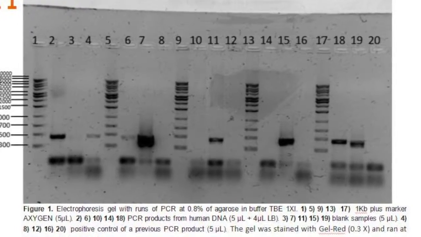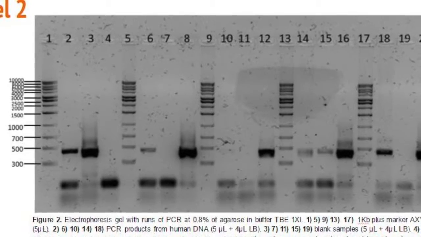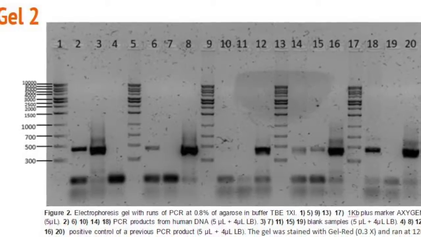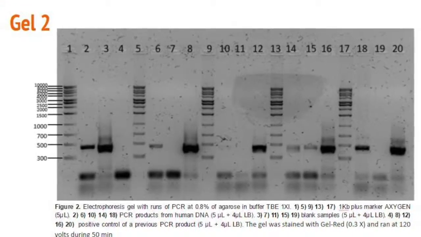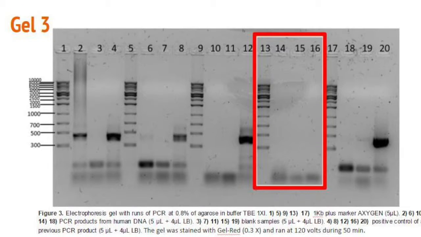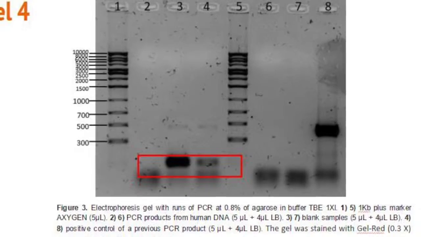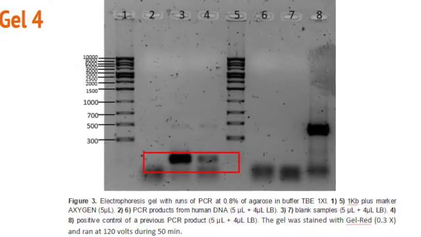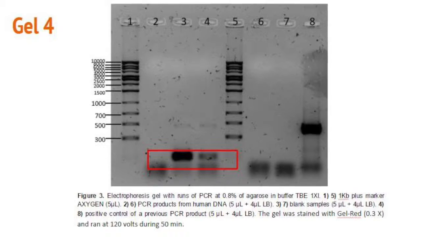Results: electrophoresis gel with several runs of PCR products from human DNA, blank samples, and a positive control of previous PCR product in the wells 13 to 16 performed by our team. There is no clear evidence of the PCR segment amplification. The lack of amplification in the positive control well indicates several problems in the procedure followed. The blank indicates that there is no cross-contamination, indicating that the pipetting technique followed was the correct one. The thicker line at the bottom is interpreted as possible non-specific products.